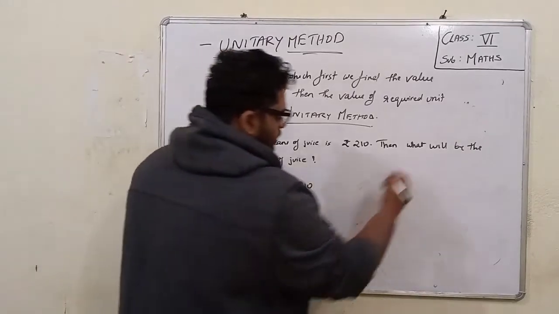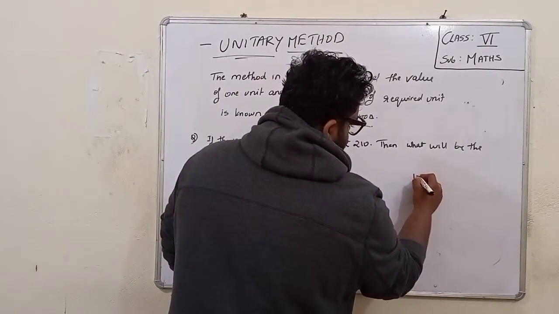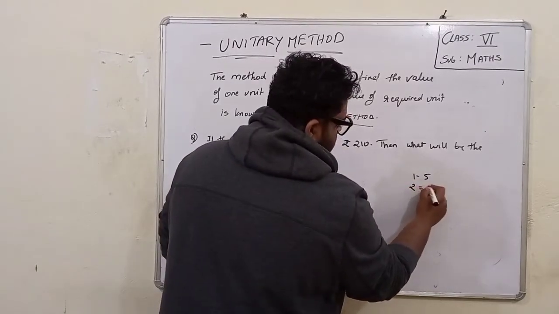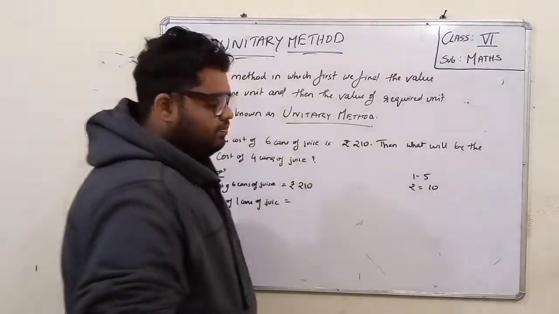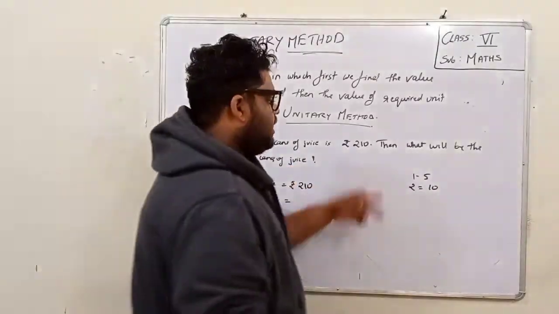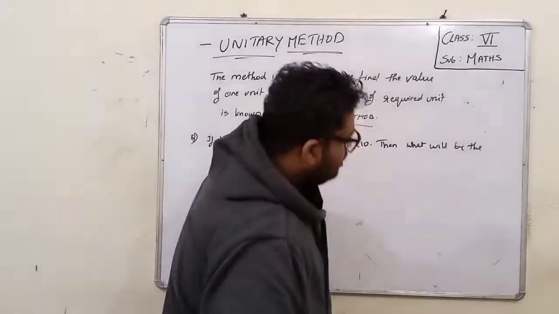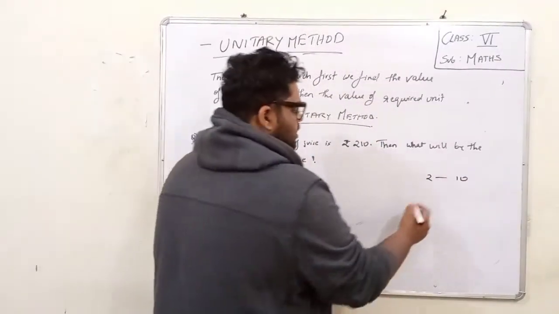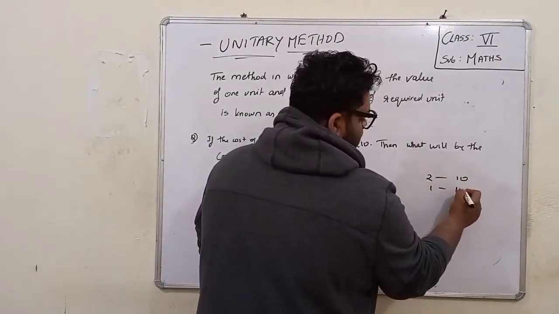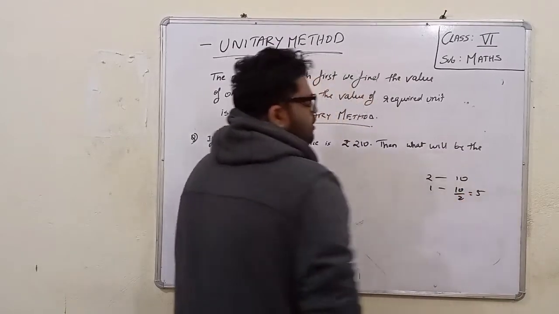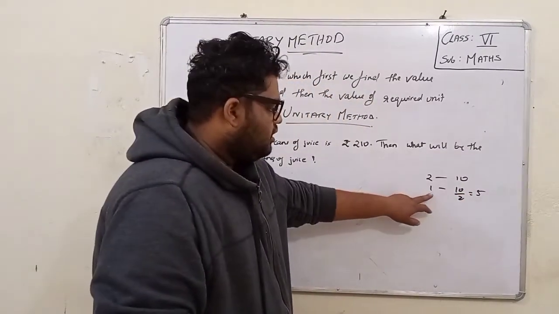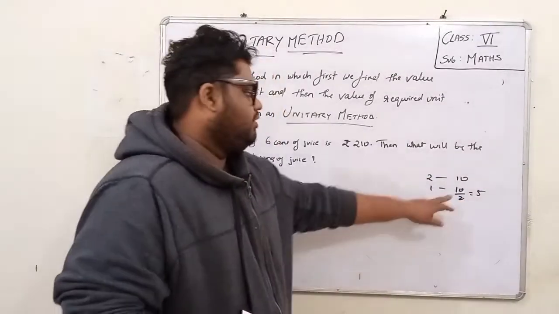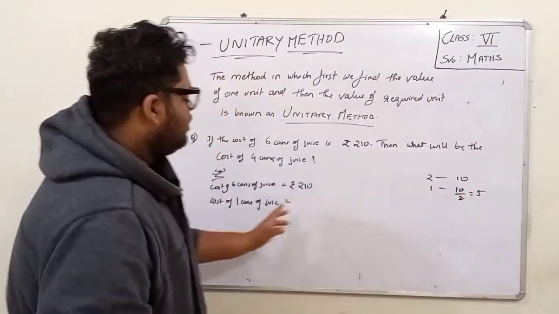We know that if 1 chocolate is of rupees 5, okay, 1 chocolate is of rupees 5, if you buy 2 chocolates, it becomes 10. Right? If we ask the opposite, that is 2 chocolates are of rupees 10, then 1 chocolate is of rupees 10 divided by 2, which is equal to 5, right? So how do we find the cost of 1 chocolate? By dividing 10 by 2, so that we can know 5. Okay, the same way we are doing this.